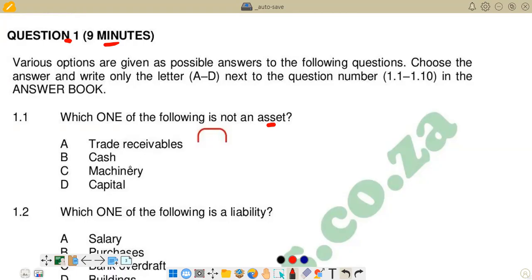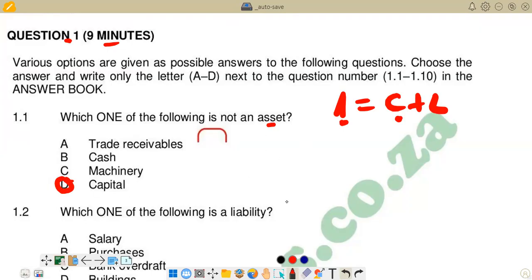And then capital on D represents something which is not an asset, which is the correct answer. Remember, when we are talking about capital, in the accounting equation it is a different component. The accounting equation says assets is equal to capital plus liability. So you see that capital is differentiated from our assets here. The correct answer is D, that is not an asset.